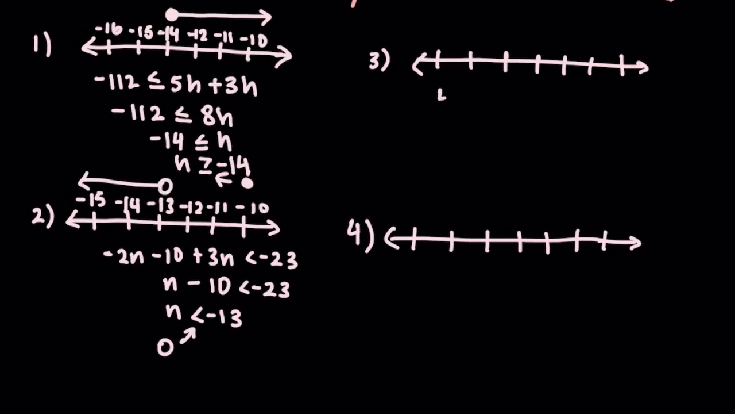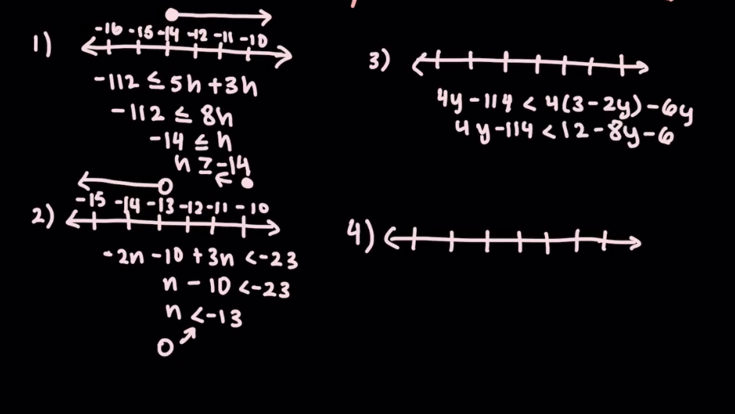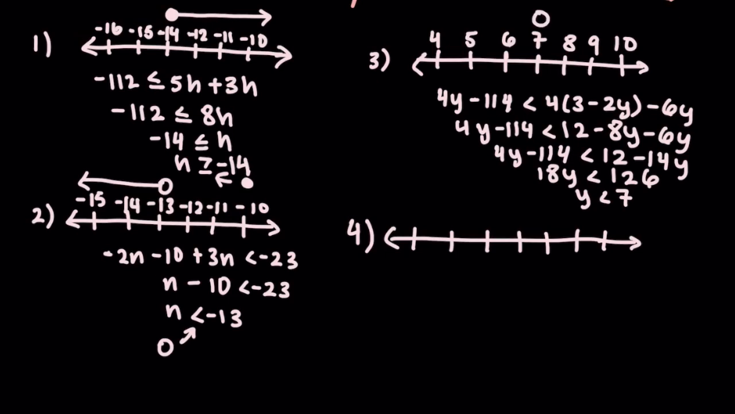The next problem we will try is 4y minus 114 is less than 4 times the quantity of 3 minus 2y minus 6y. Here, we can expand on the right side of the equation and say 4y minus 114 is less than 12 minus 8y minus 6y. We can collect like terms and say 4y minus 114 is less than 12 minus 14y. If we add 14y to both sides of the equation and add 114 to both sides of the equation, we can say 18y is less than 126, therefore y is less than 7. We have an open circle at 7 and we go to the left.